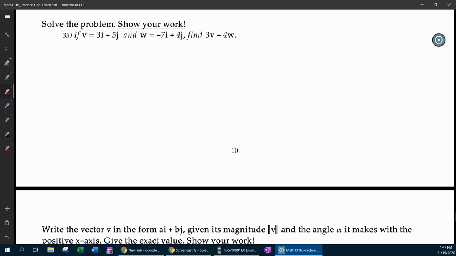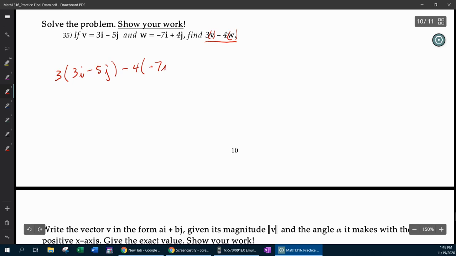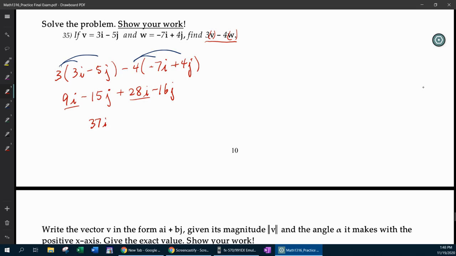Next, 35. It wants us to find 3v minus 4w. This is a plug-and-play problem where we're going to replace v with what it's equal to, minus 4, and then w gets replaced with what it's equal to. And the next step is distribute and combine like terms. So we're going to distribute the 3 and the negative 4. That's going to give us 9i minus 15j plus 28i minus 16j, and then CLT, combine like terms. That's going to give us 37i. Negative 15 and negative 16 is negative 31j. And that is done.